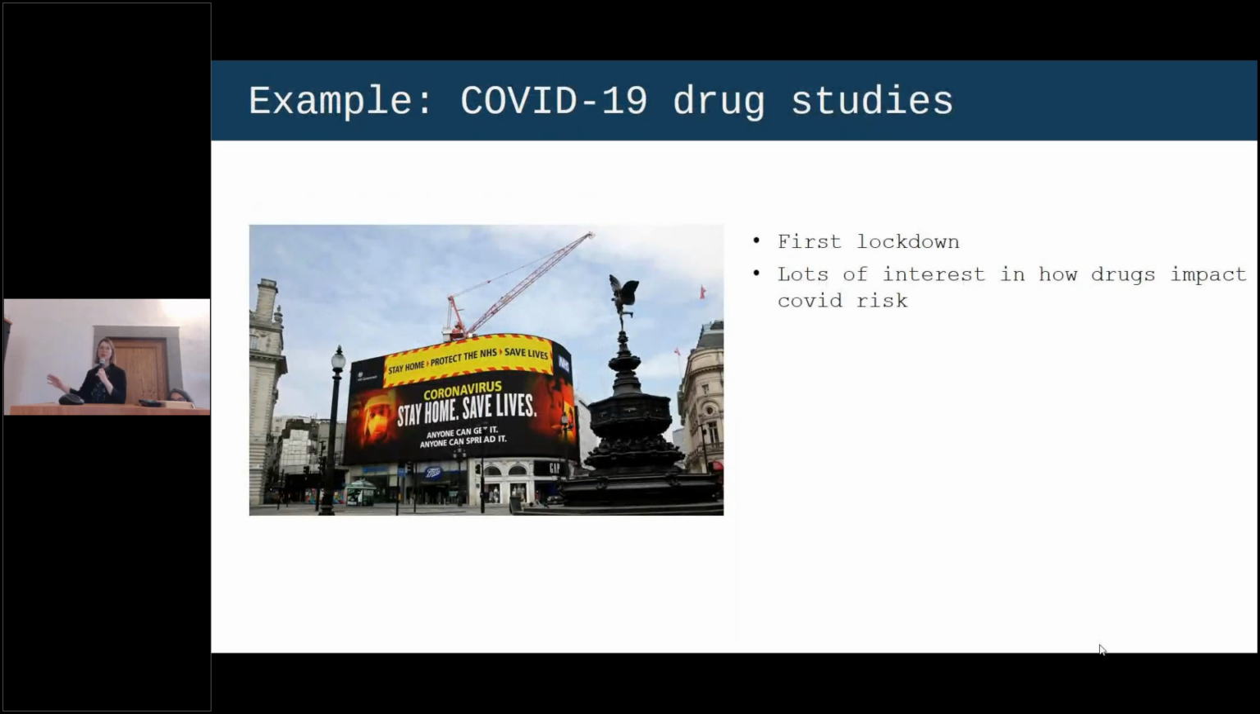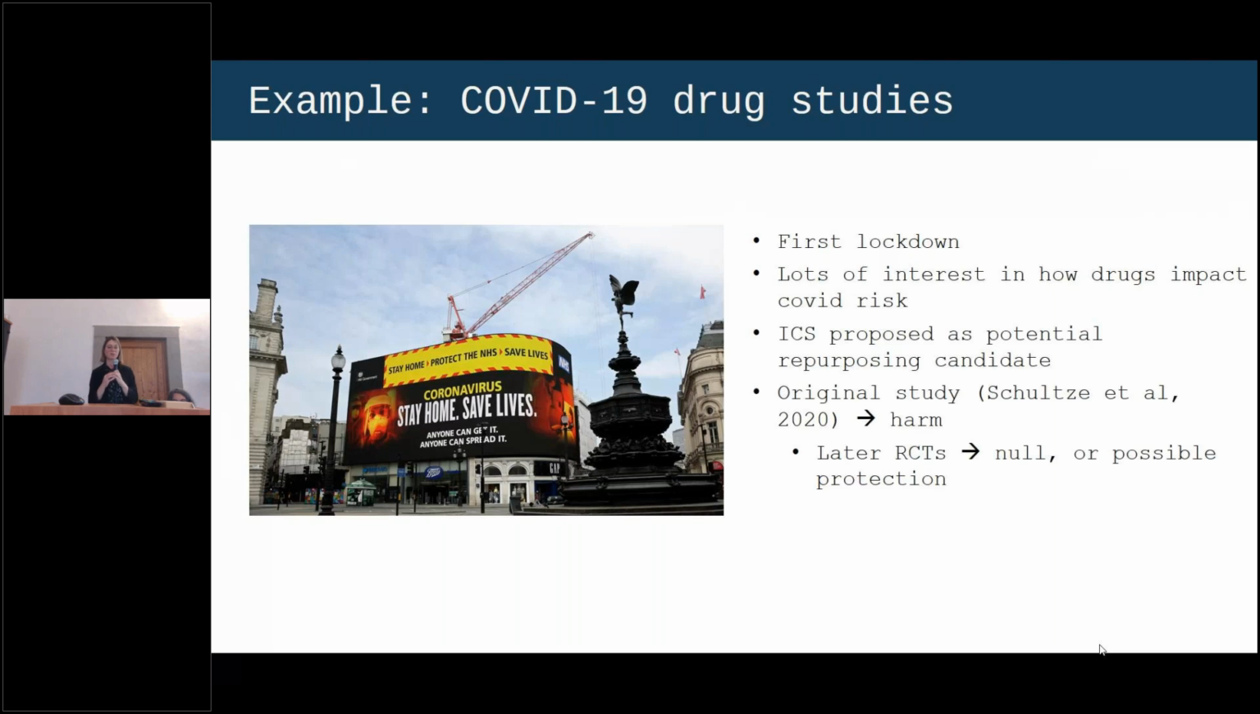I want you all to throw your minds back to COVID, the first COVID lockdown. There was lots of interest during this time in how different drugs affected the risk of COVID. One of the studies that I was asked to do was to look at inhaled corticosteroids as a potential treatment or repurposing candidate for COVID. I'm sure lots of you worked in this space as well. There was a lot of time pressure, so we were having to do these studies in weeks rather than months. We ran the study and we actually found a harmful effect.